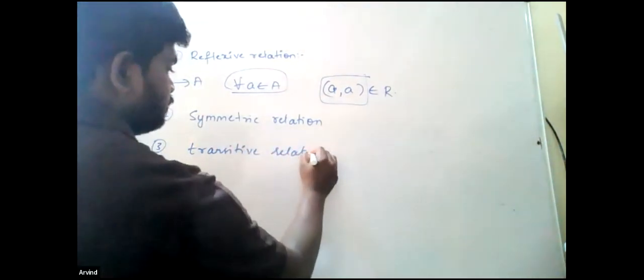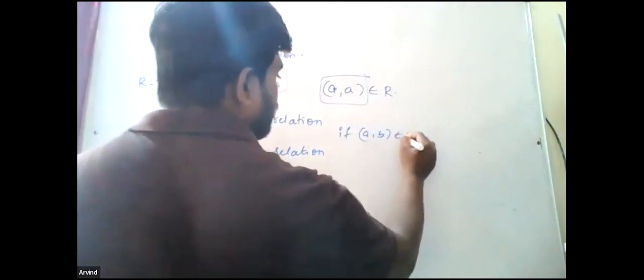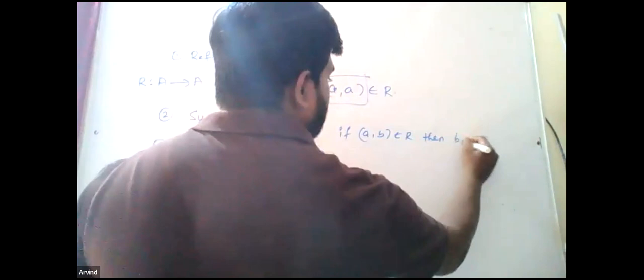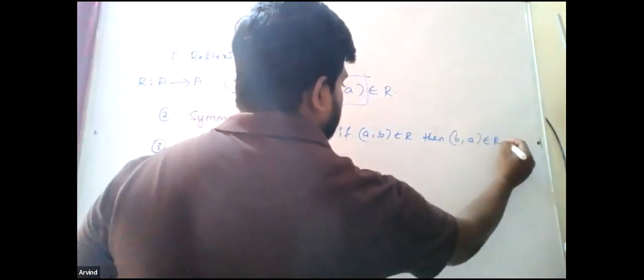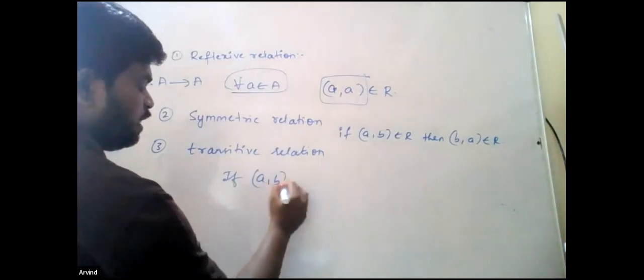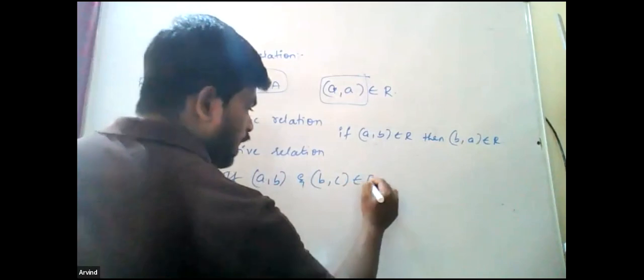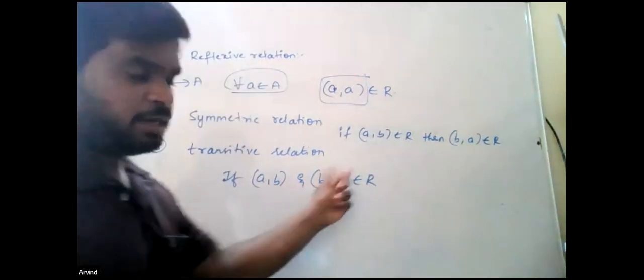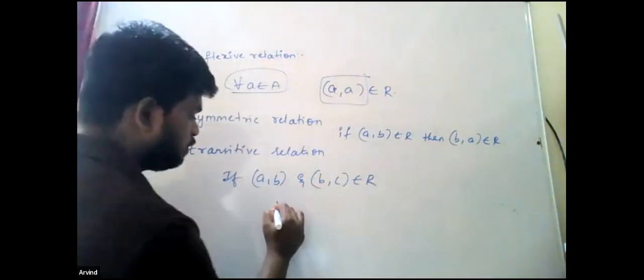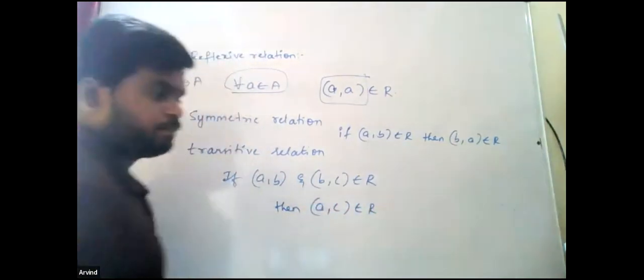Transitive relation. If (A, B) belongs to R, then (B, A) should belong to R. That is for symmetric. Transitive is: if (A, B) and (B, C) belong to R, that is, if two elements are there, then (A, C) should belong to R.